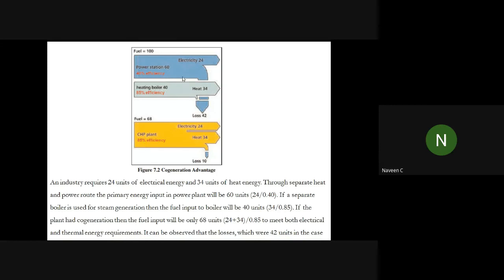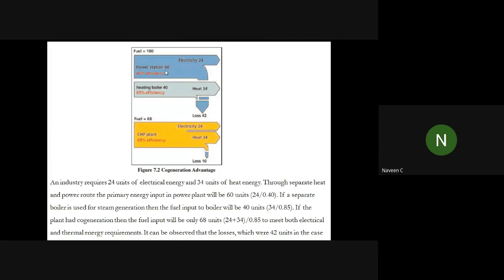In the first case, for electricity generation you are giving 60 units of power, and for heat generation you are giving 40 units of power. You are splitting your 100 input into 60 and 40. If you give a 60 input to the power plant, your power plant efficiency is limited to 40%. So the electricity output you get is 24. If you calculate 60 as your input, and in that only 40% is useful output of electricity, it means only 24 you are getting as output.